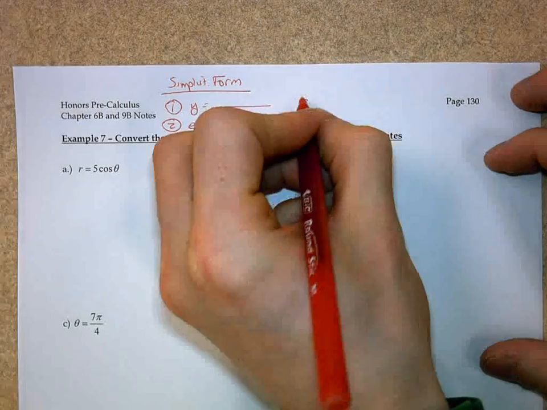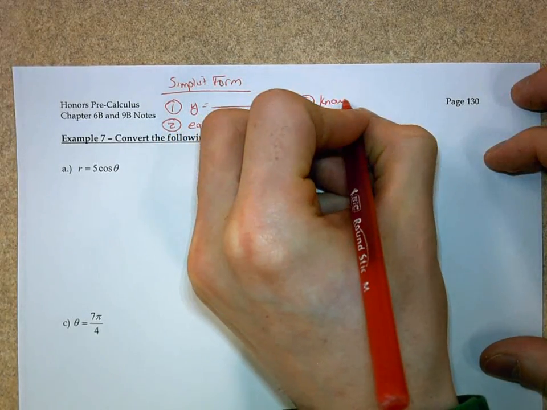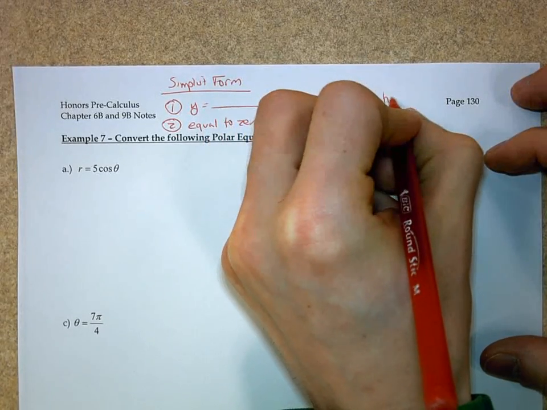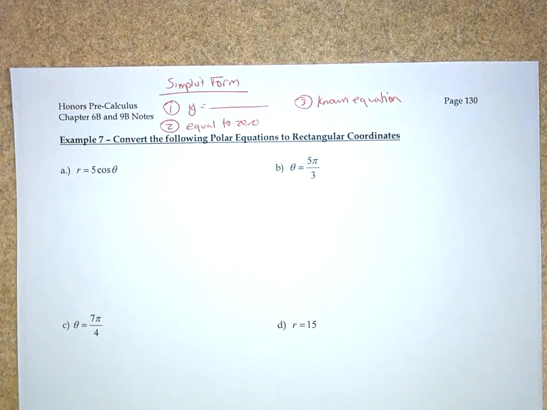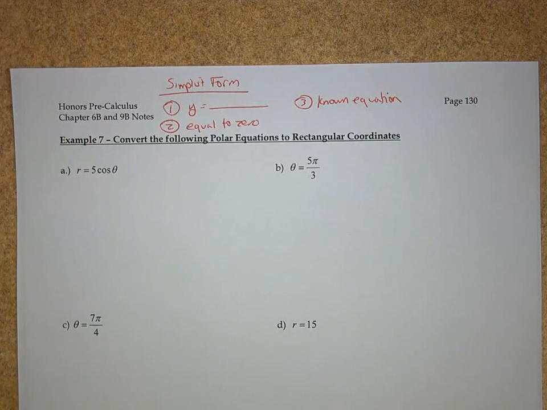The third way would be if you have a known equation. For example, something that's in a circle format or a parabola format. That would be something that you could put in just as a known equation and leave it as is. x squared plus y squared is equal to 17. That you know is a circle with a radius of the square root of 17, so you could just leave that in that form.